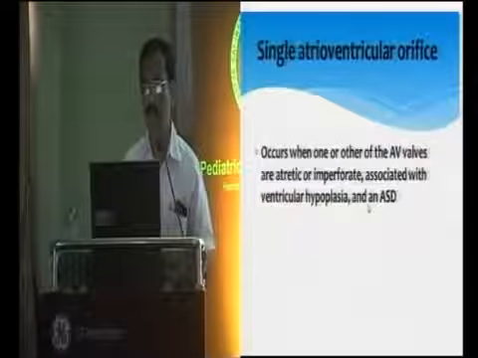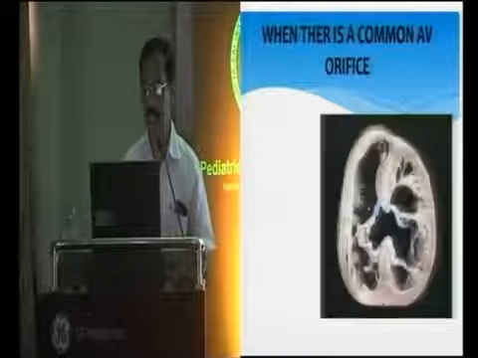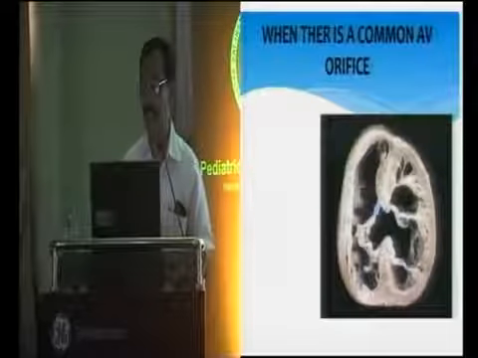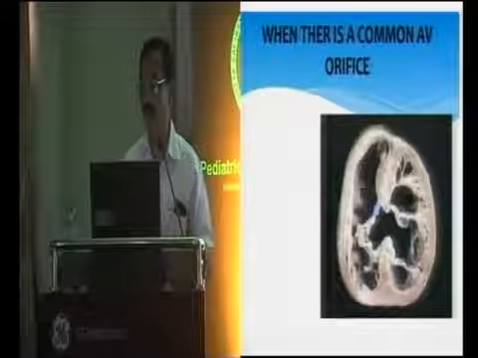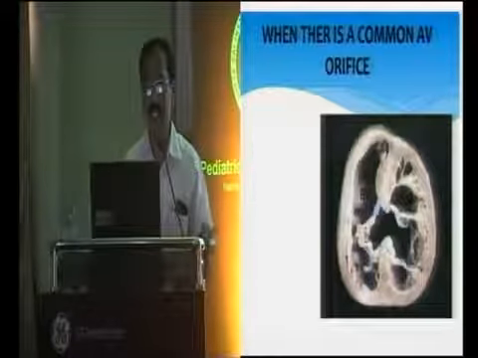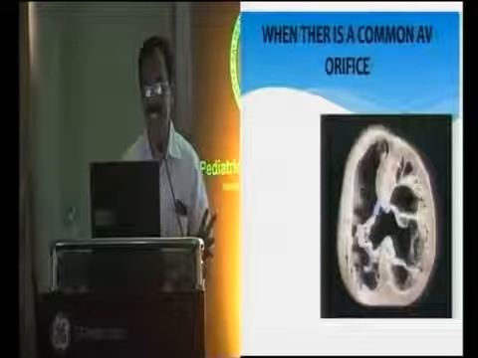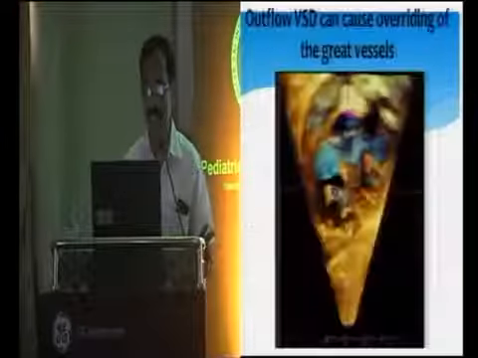Now when you have a single atrioventricular valve orifice like this, you need to consider whether both the ventricles are equal. Then you call it balanced. When one ventricle is small, less than 50% of the other ventricle, you categorically say it is an unbalanced ventricle. So I have introduced another term now, the balancing of the ventricles.